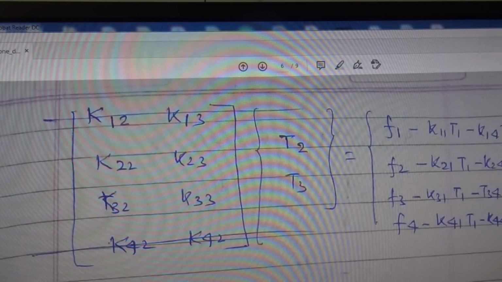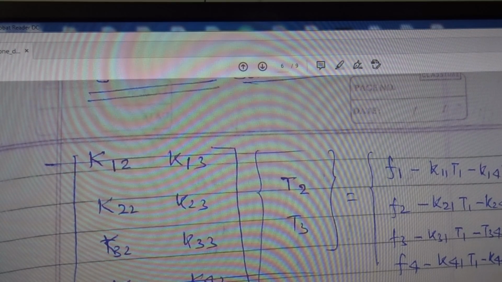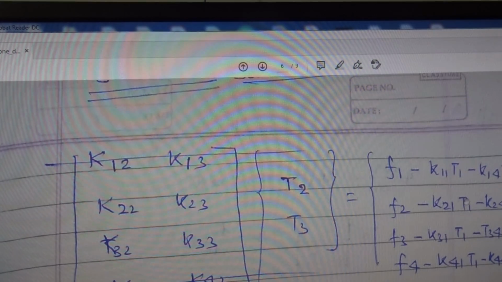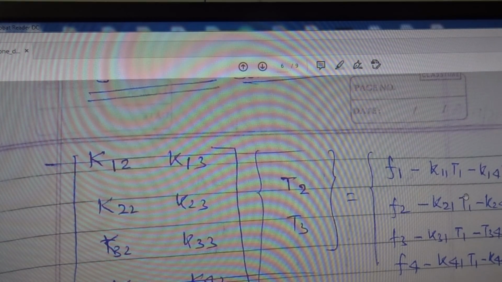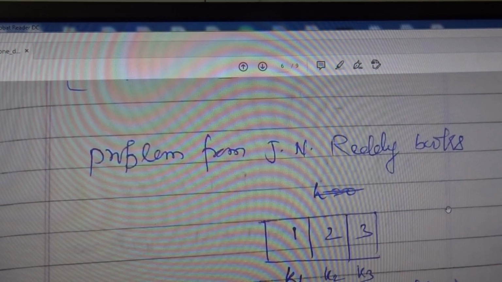Now when you apply the boundary conditions where temperatures are given, you transfer some terms to this side. So this becomes like this, and when you use these boundary conditions, you have to take care of this F2 multiplied by this side. You have to consider this term F2 minus K21 T1 minus K24 T4. T1 and T4 are given, so you can find this term. In this way you can use the boundary conditions.